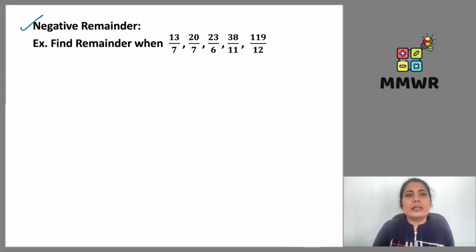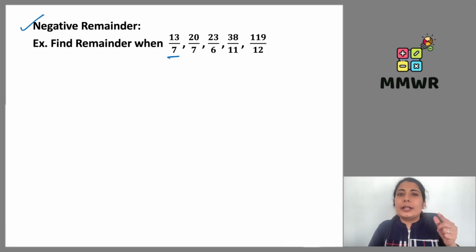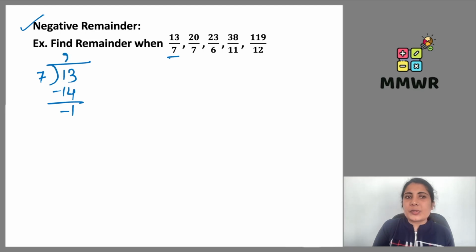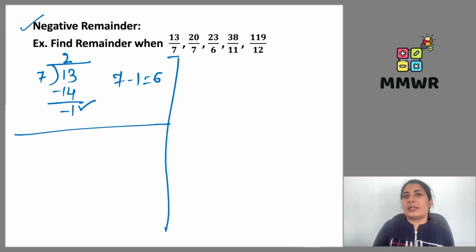So negative remainder we will be discussing here as well. 13 divided by 7. Now in the table of 7 we know 14 comes. 7 ones are 7, 7 twos are 14. So rather than 13 minus 7, it's better that I subtract 14 from 13 and the remainder minus 1 comes. 7 twos are 14, remainder is minus 1. But minus 1 can't be a remainder. So 7 minus 1 gives me 6 here. So 6 will be the remainder. The first problem I simplified here. I hope it's easy, right?